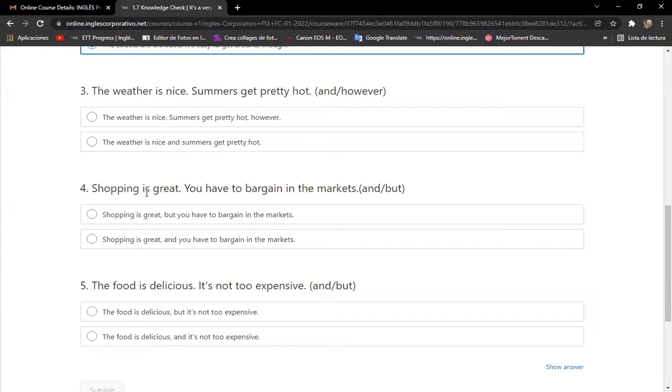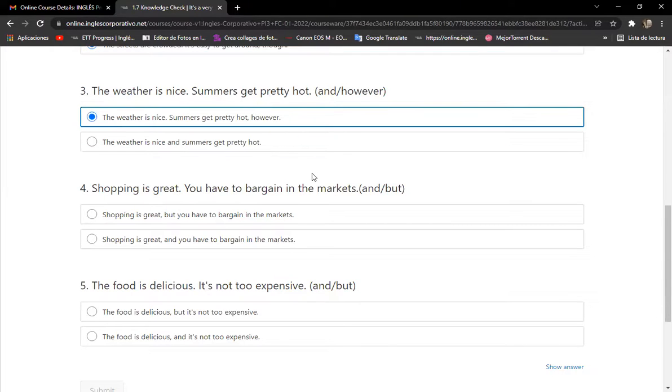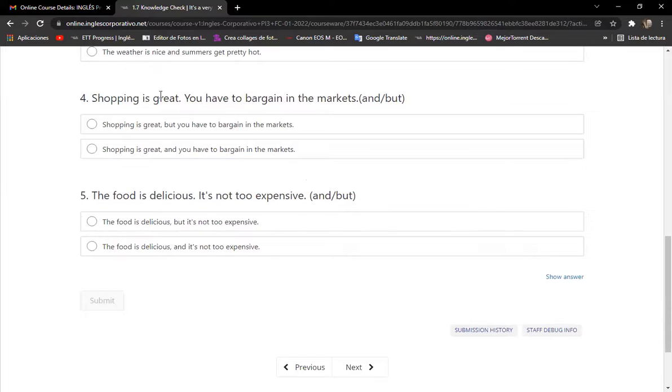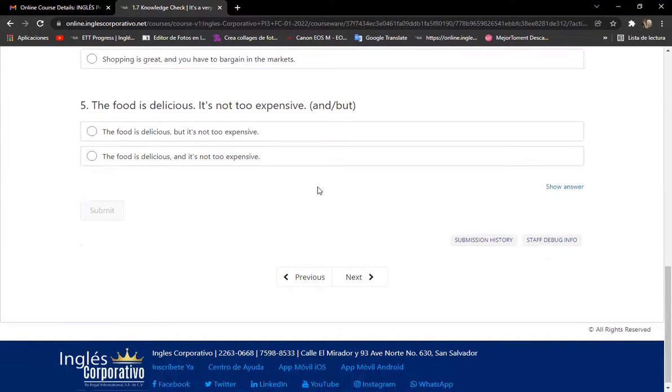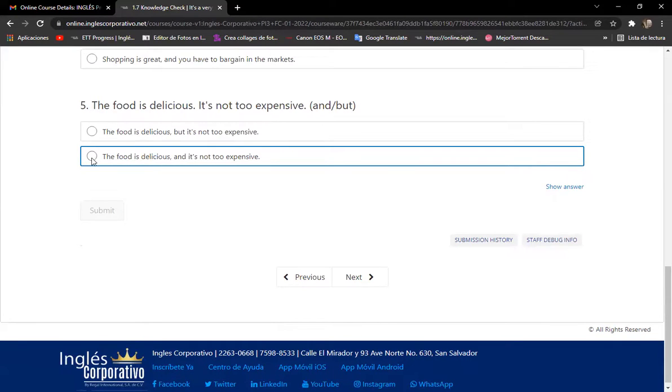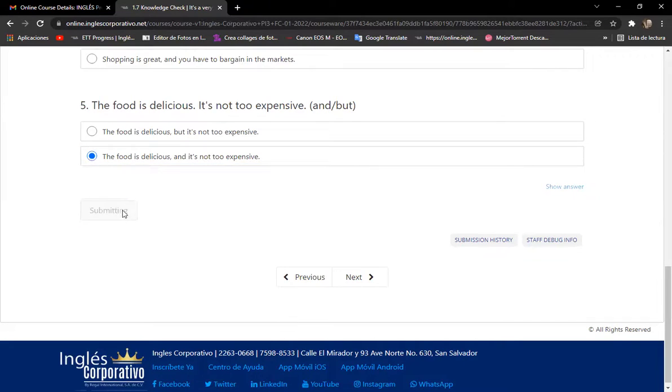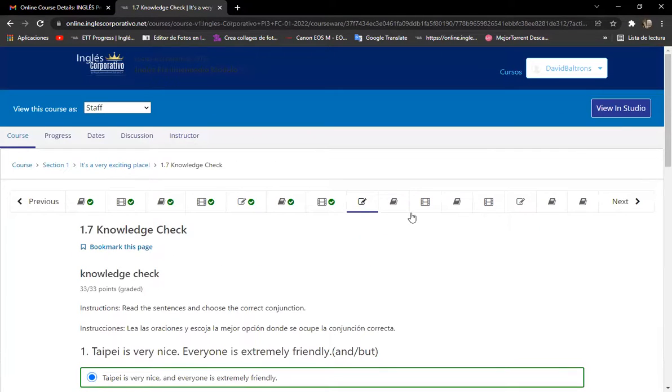The weather is pretty nice, however, summers get pretty hot. The first one. Shopping is great. You have to bargain in the markets. Shopping is great, but you have to bargain in the markets. The first one. Good. The food is delicious. It's not too expensive. The food is delicious, but it's not too expensive. The second one. All right, cool. Let's submit. We got them all right.